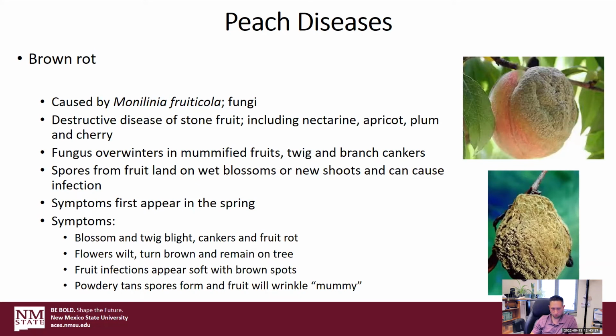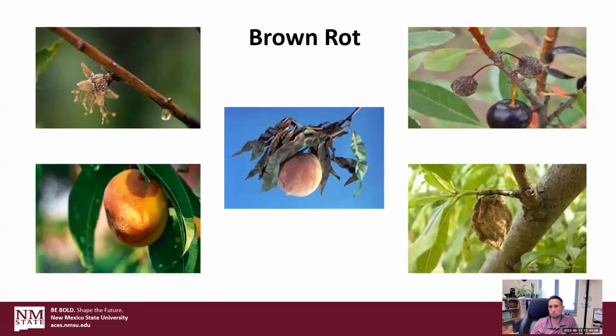Some of the symptomology for brown rot is blossom and twig blight. You can see cankers, and then the fruit rots. The flowers can wilt, they turn brown, but they do remain on the tree. Fruit infections: if you feel the fruit, they appear soft, and they have brown spots on them. And again, those mummified fruit are a telltale sign for brown rot. You can see here on the flowers, the fruits, and here's another mummy.